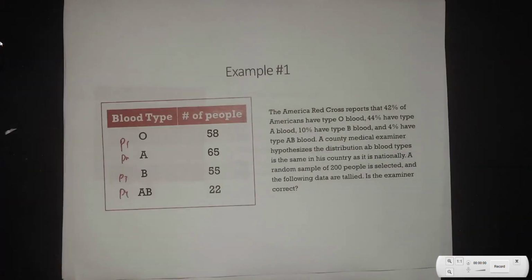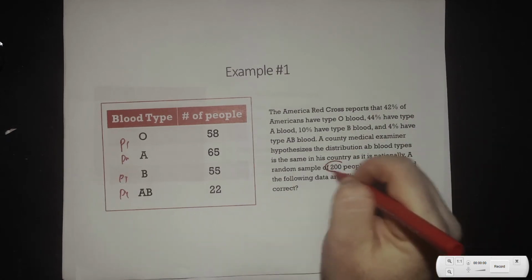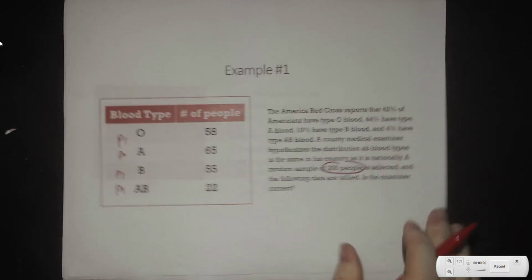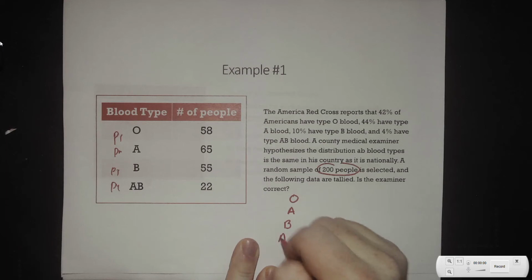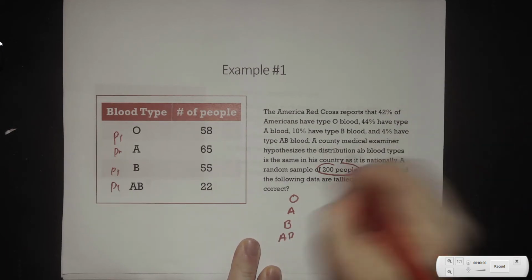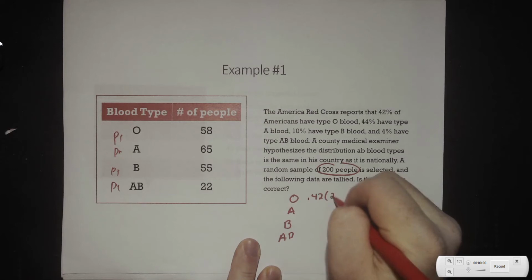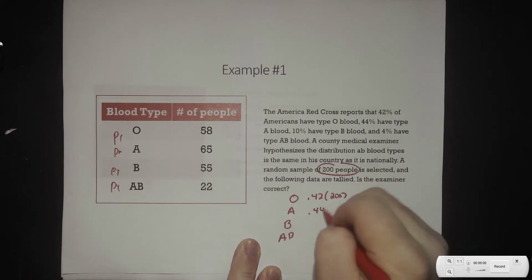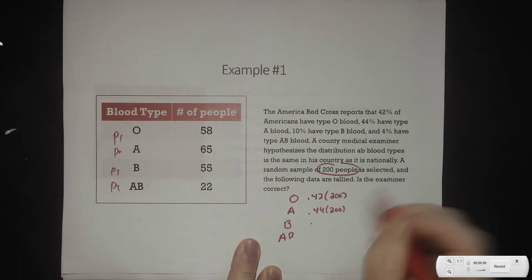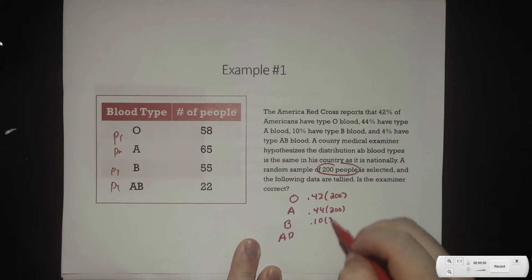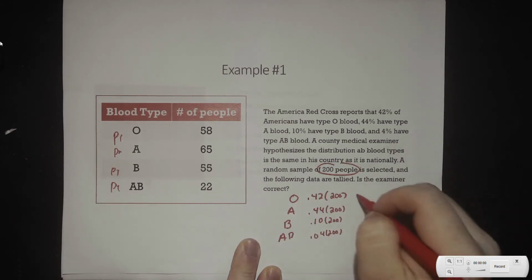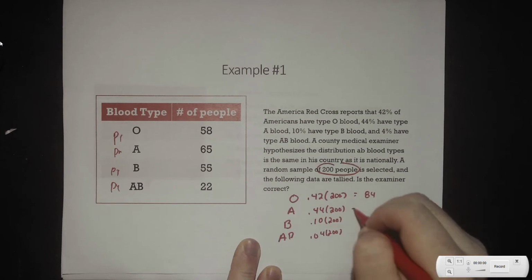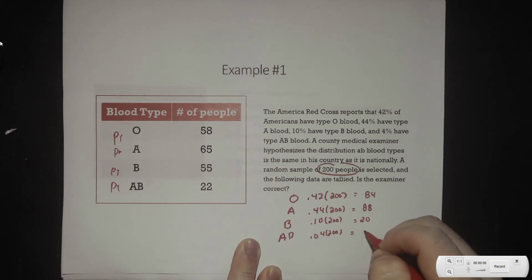And what the expected counts is, is this. I know that there's 200 people. If I were to sum up this, it's 200 people. So I need to know what I should expect for each one based off of these percentages. So I need to do 0.42 times 200, 0.44 times 200, 0.10 times 200, and 0.04 times 200. So if I do that, this gives me 84, 88, 20, and 8.